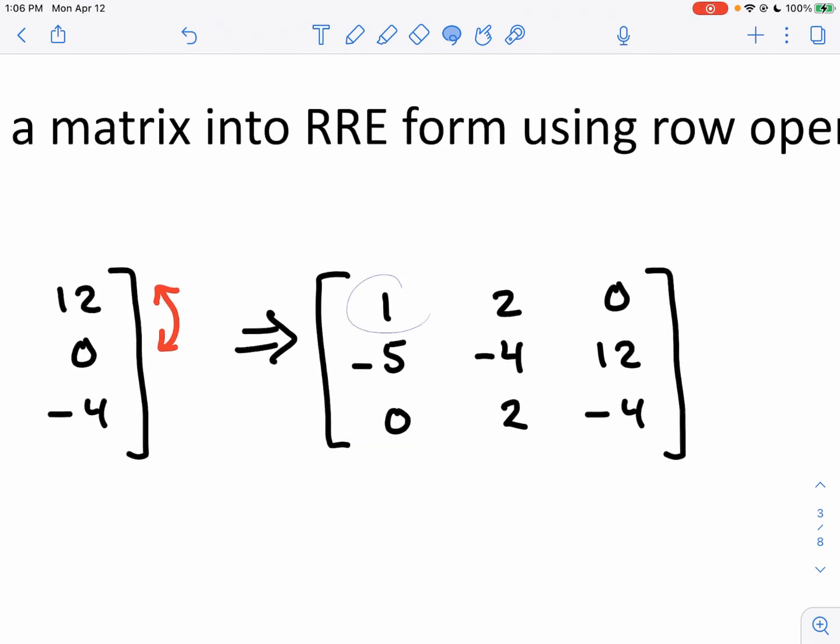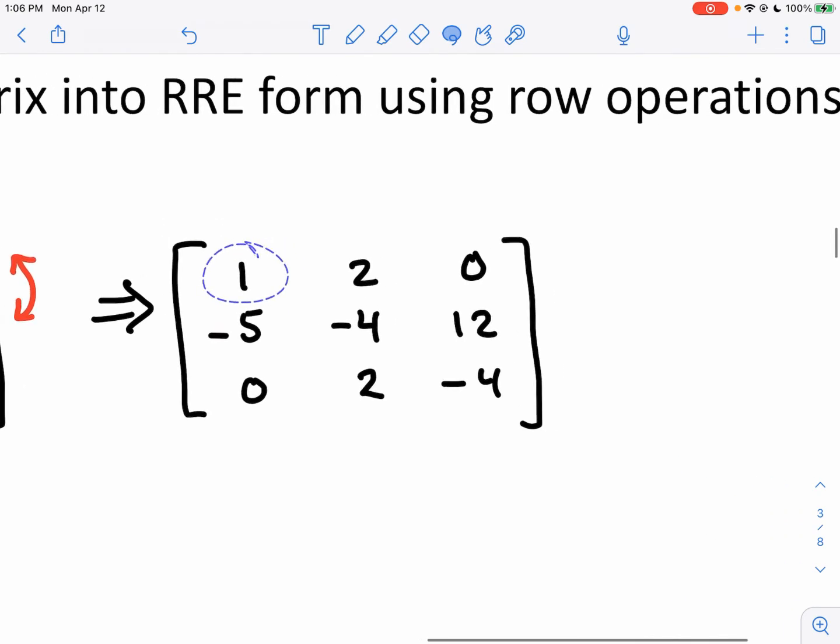And what I'm going to do is use this leading 1, also called a pivot 1, by the way, to 0 out all the other entries in the column. And I'm going to use the third row operation to do this. So I'm going to multiply temporarily row 1 by 5, and then add that to row 2 to 0 out this position. And let's see what this produces.